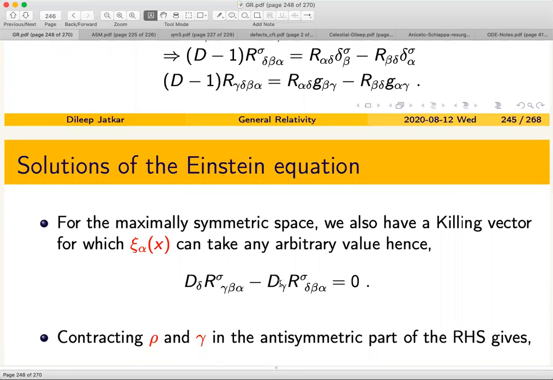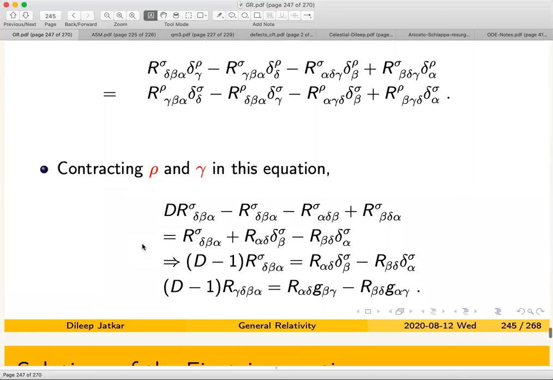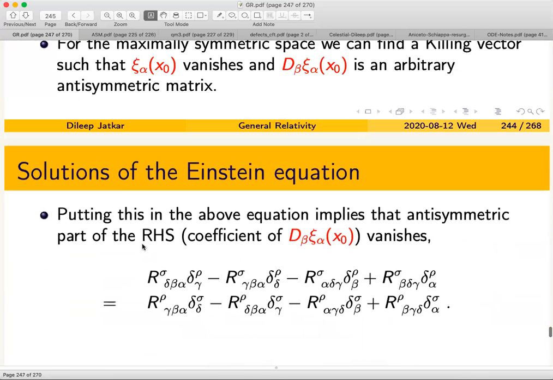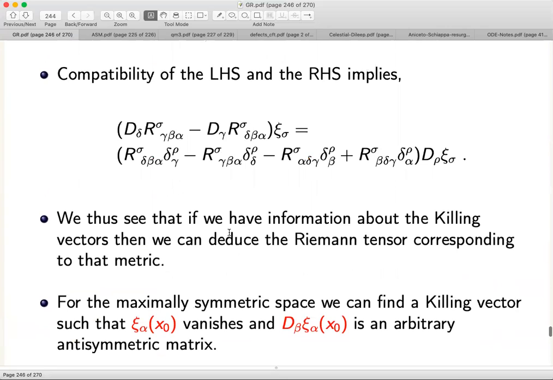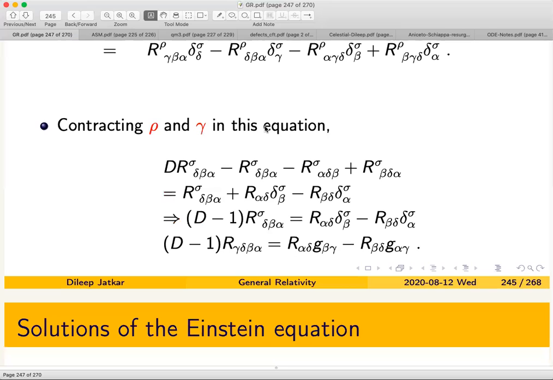Now you also have a maximally symmetric space in which xi itself can take arbitrary value. That is translational invariance, right? Xi takes arbitrary value, but its derivative vanishes. In that case, if you go back to this equation, the right hand side now vanishes because its covariant derivative vanishes. But on the left hand side, since xi takes arbitrary value, this parenthesis should vanish. So we will impose that condition. Both these conditions are true only for maximally symmetric spaces. We are not looking at spaces which are not maximally symmetric.